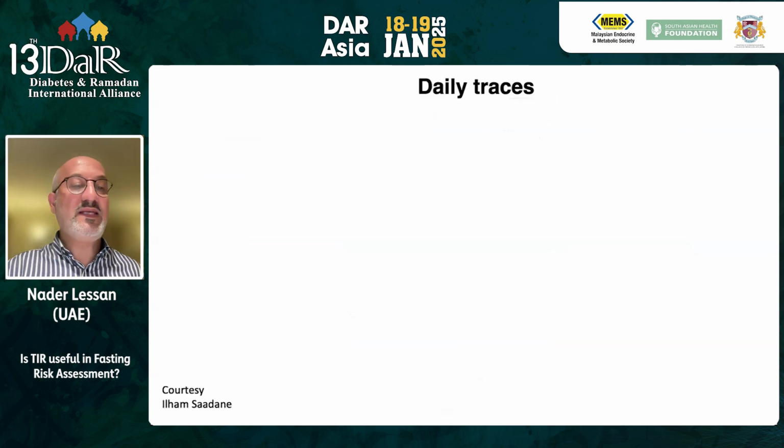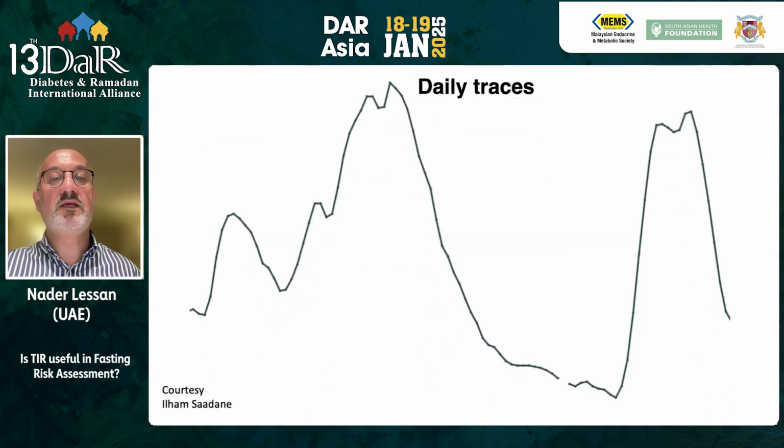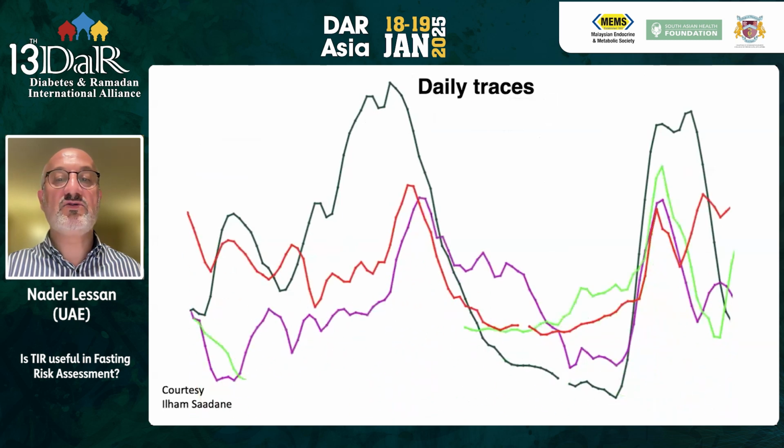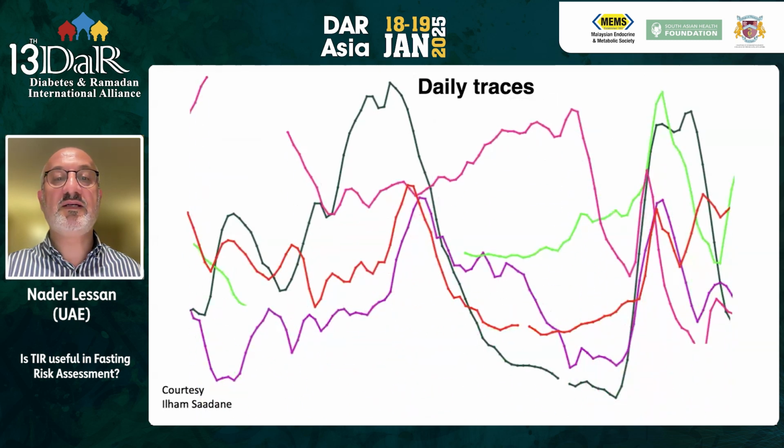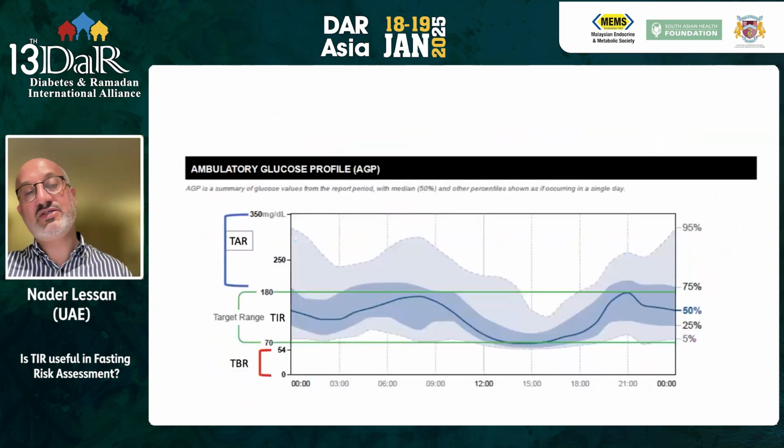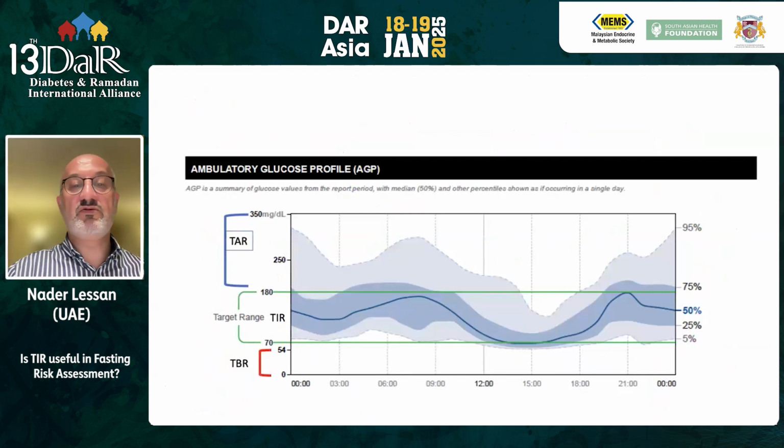So how is the AGP put together? You get a lot of data when you use CGM, use daily traces, you have several time points per day. This is one day, then second day, third day, and so on and so forth. They put together to generate one hypothetical 24-hour period worth of data, such as this one. This is called the ambulatory glucose profile.